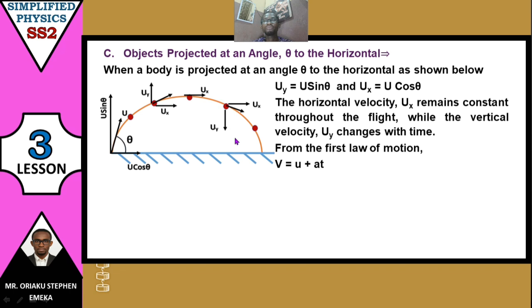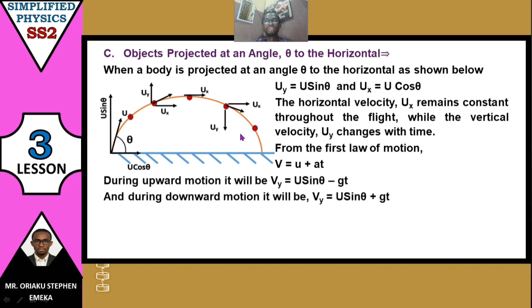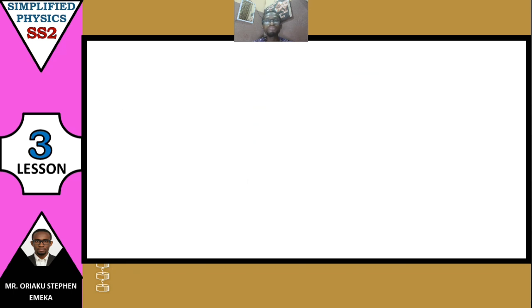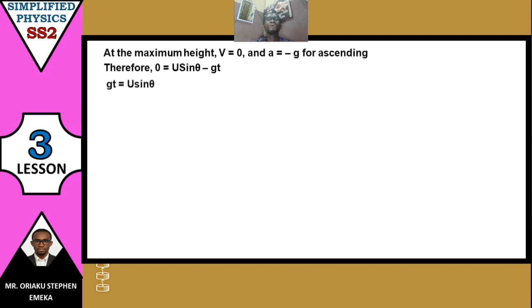So if we are looking for the time of flight, what we just need to do is use the first law of motion, v is equal to u plus at. Applying all this, we know that vy at the maximum height is going to be 0. So 0 is going to be u sine theta minus gt. So looking for our time to get to the maximum height, gt is equal to u sine theta. So t is u sine theta over g.